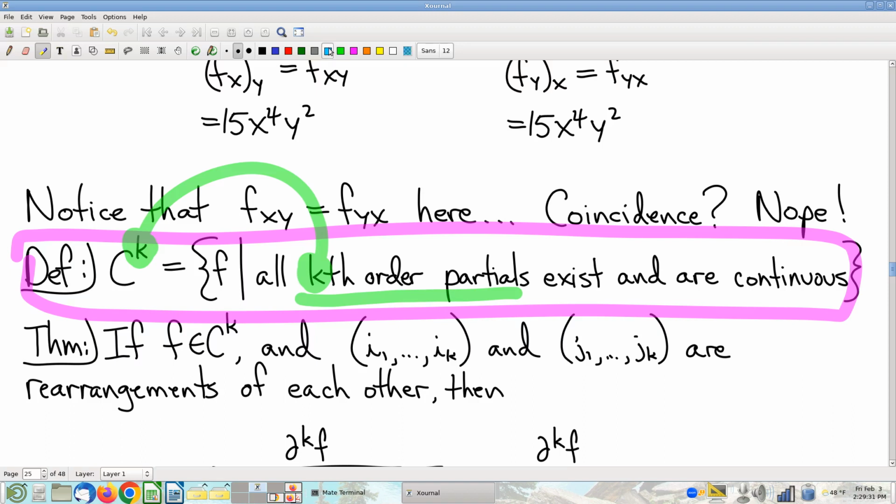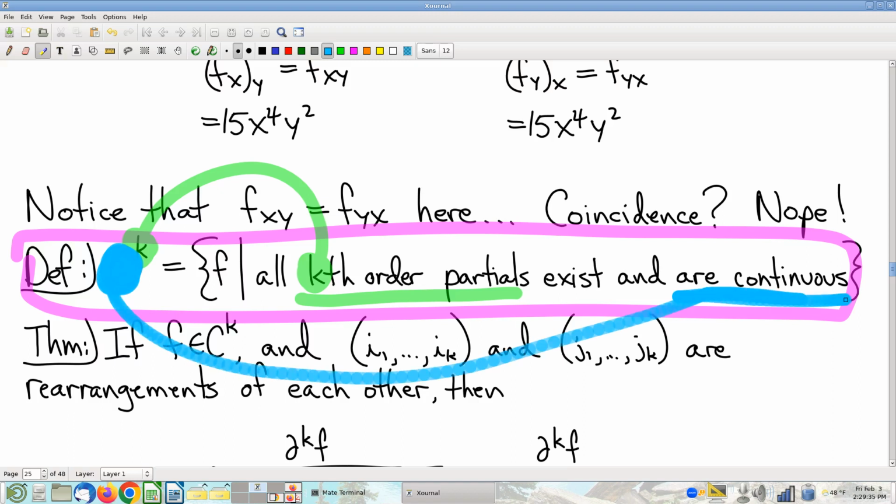And the C represents the fact that all of those partials have to be continuous. All right, so C^k represents functions that are not only continuous themselves, but where up to and including its kth order partials are also all continuous.